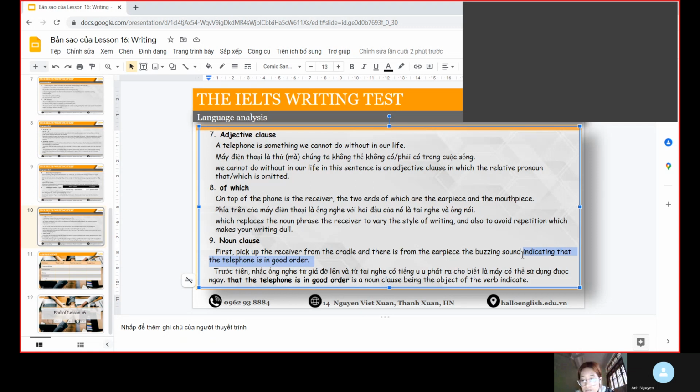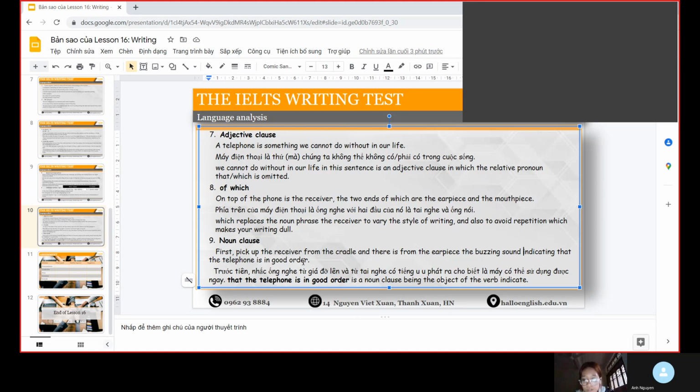Which will emphasize the purpose of the buzzing sound. Or we can say in the full version that the buzzing sound, comma, the buzzing sound indicates that the telephone is in good order.